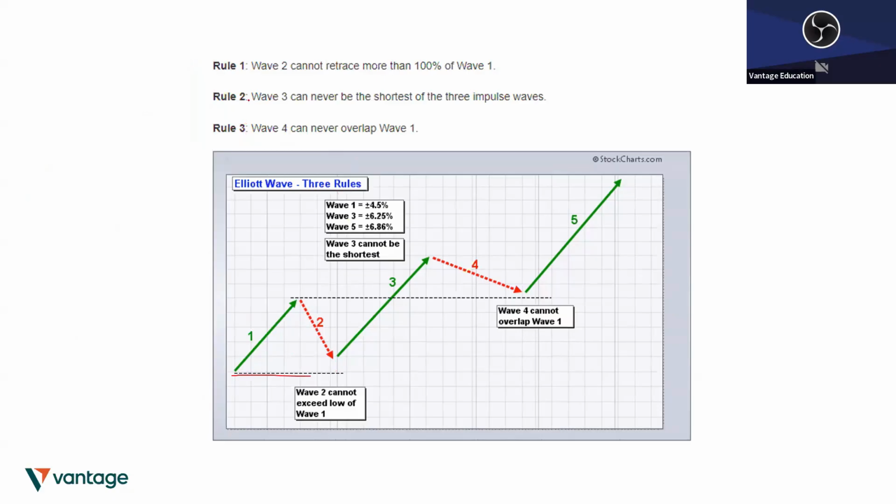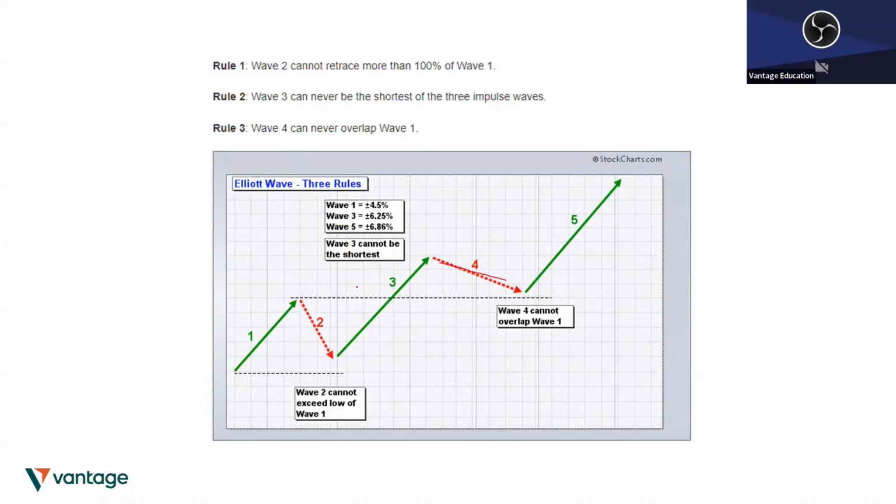Okay. Next, wave 3 can never be the shortest of the 3 impulse waves. So impulse waves are wave 1, 3, and 5. Okay. Wave 3 cannot be the shortest. It doesn't have to be the longest, but it just cannot be the shortest. Usually wave 3 is the longest, but not all the time. It's just most of the time it's the longest, but it doesn't necessarily have to be the longest every single time. The next thing is wave 4 can never overlap wave 1.